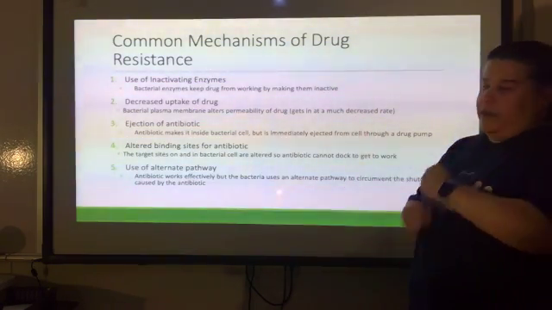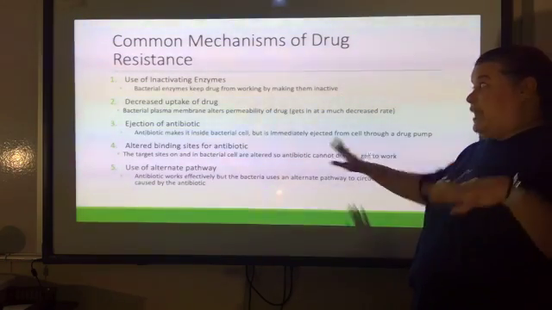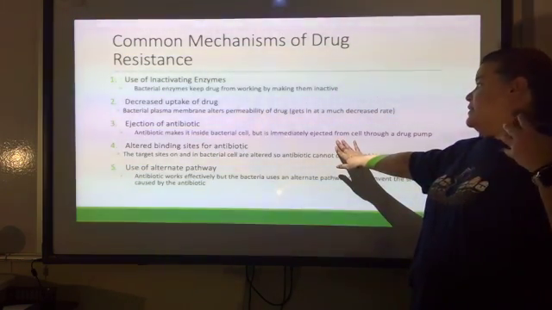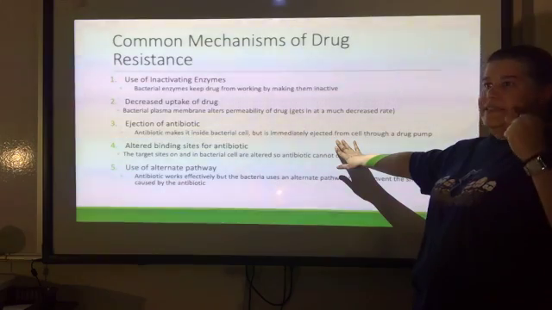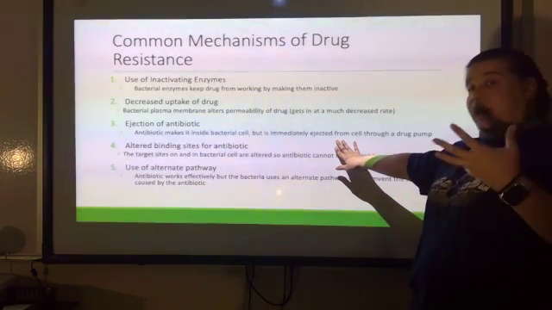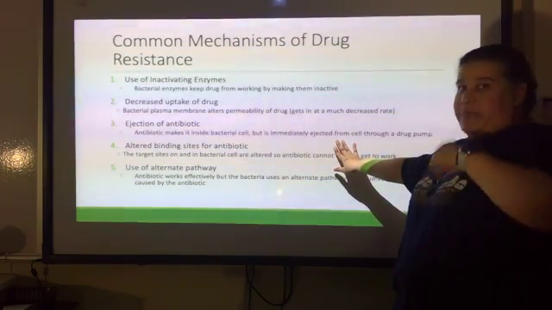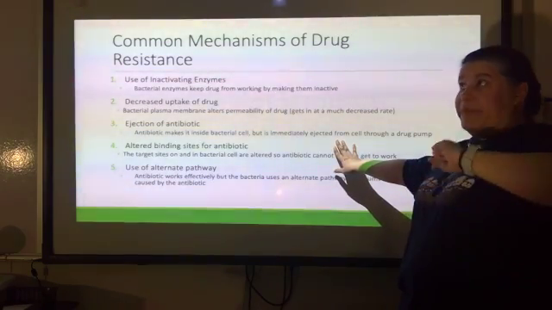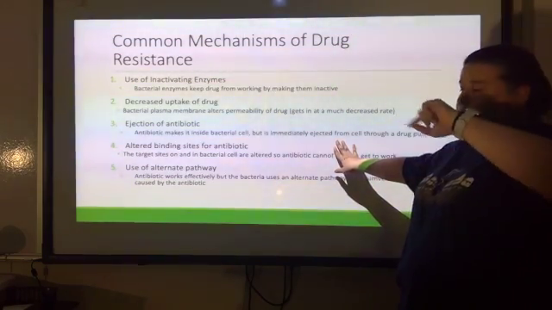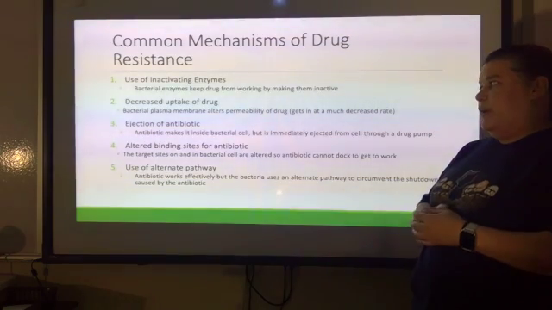Ejection of the antibiotic. The antibiotic does make it inside the bacterial cell, but is immediately ejected. And there's a creation of a pump in the membrane of the cell that basically just keeps pumping the antibiotic right back out.